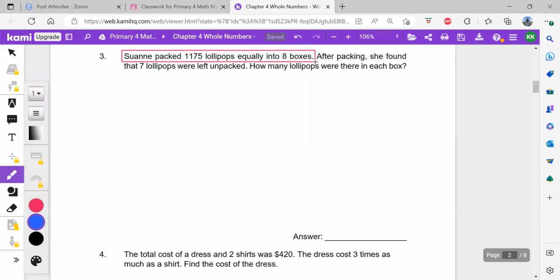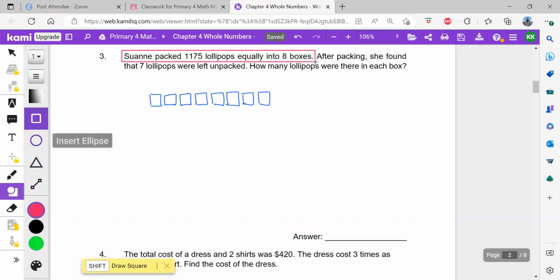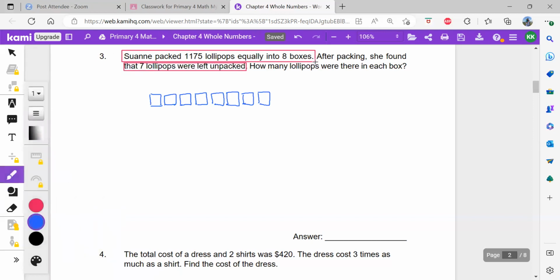Okay, so 1,175 lollipops into 8 boxes. So I have 1 box, 2 boxes, 3, 4, 5, 6, 7, 8. Okay, this is 8 boxes, so I can draw them quite easily. And I will have 7 lollipops left. So we're going to draw 1, 2, 3, 4, 5, 6, 7. Right, and that was a total of 1,175 lollipops.